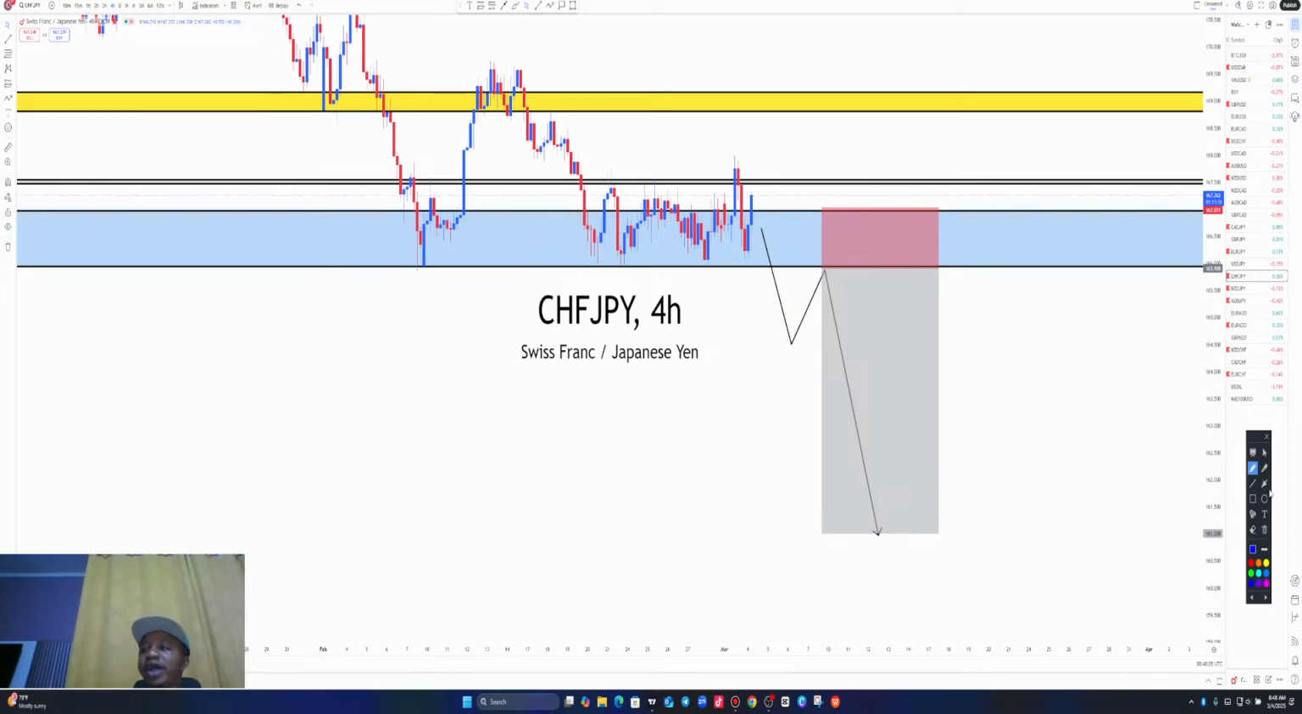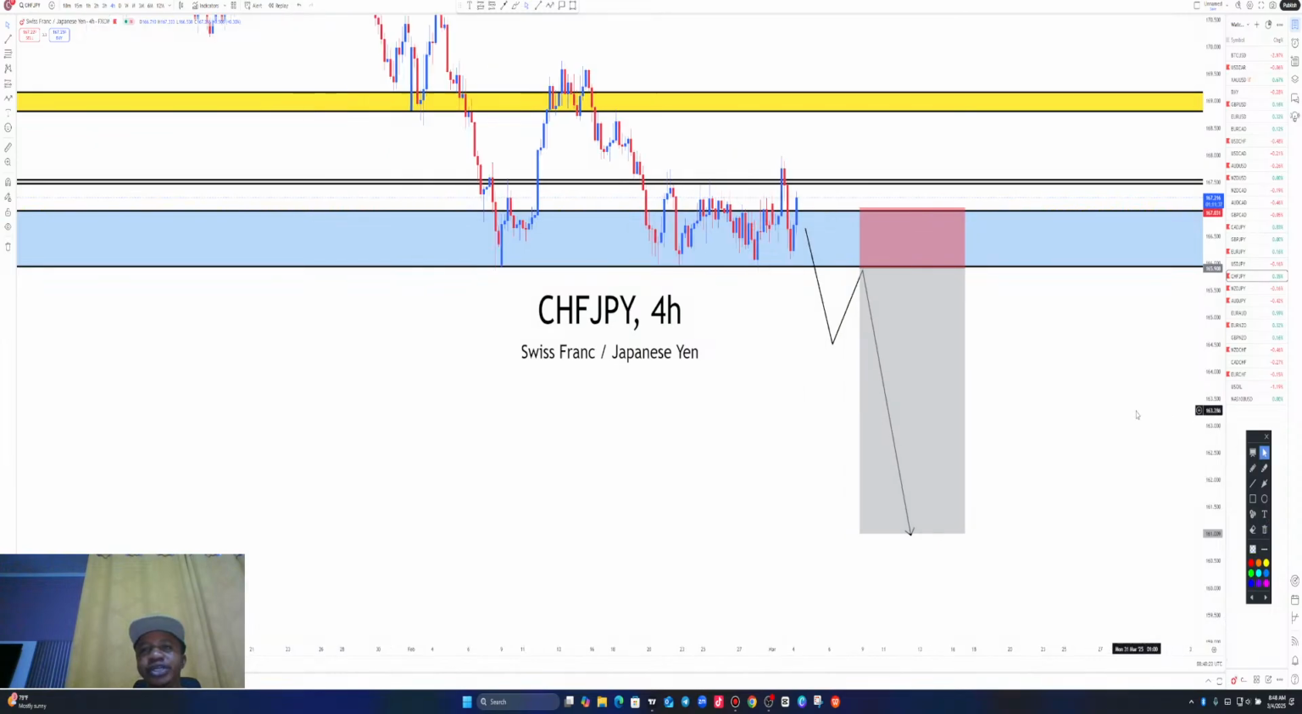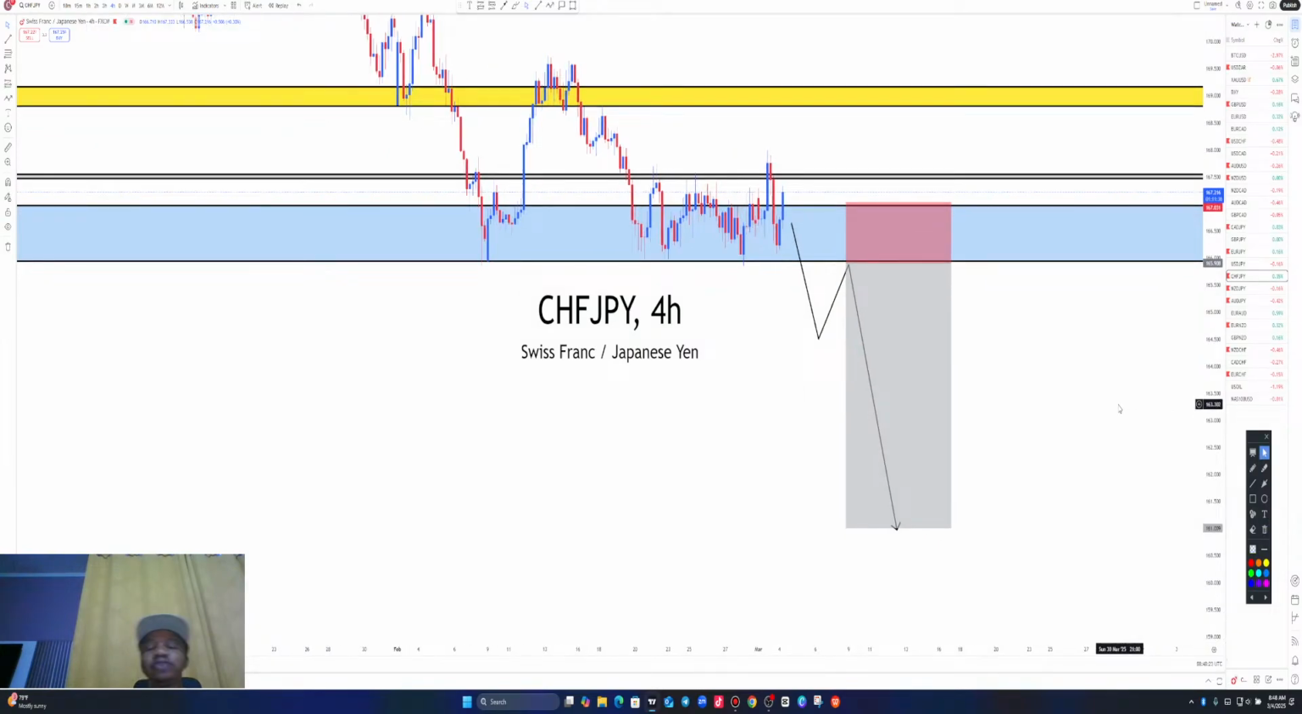So CHF JPY, if price manages to drop all the way down and break below the range, then we can sell all the way to the downside. If price doesn't break below the range, then this setup becomes invalid for entry. Okay, because we know that there's not enough sell pressure to continuously push the market to the downside on the 4-hour. Okay, so we're expecting price to break below the 4-hour range before we can start looking for entries to the downside.